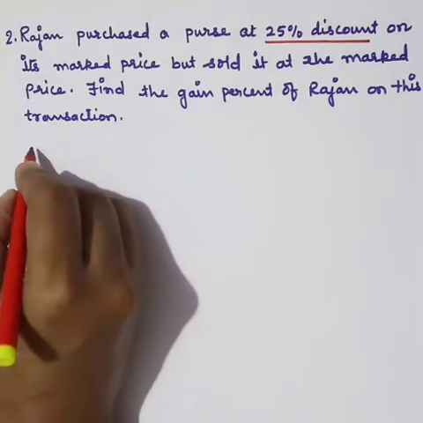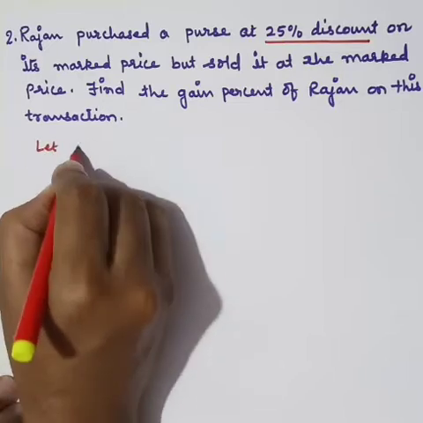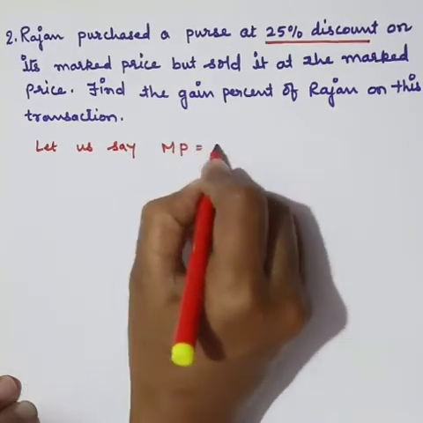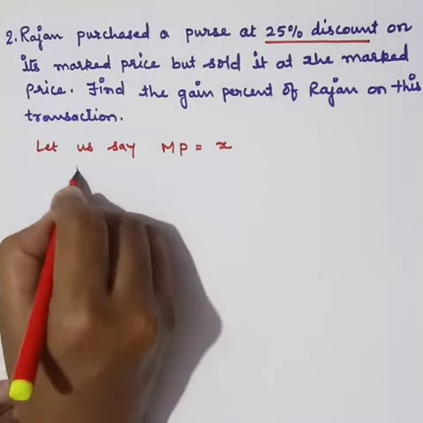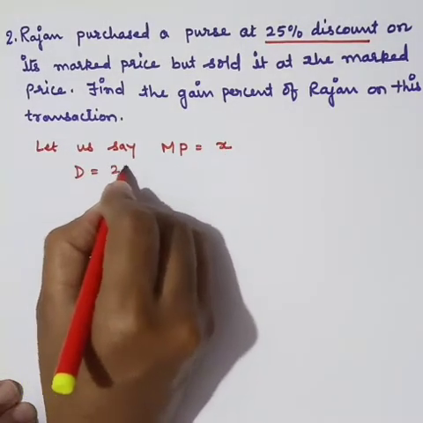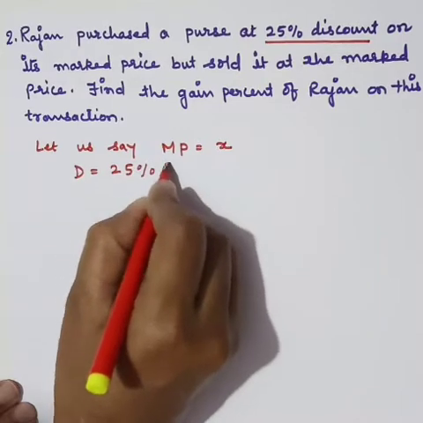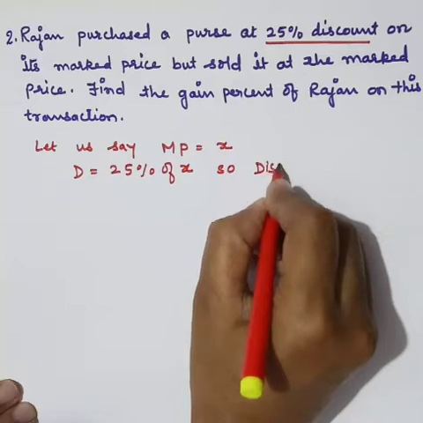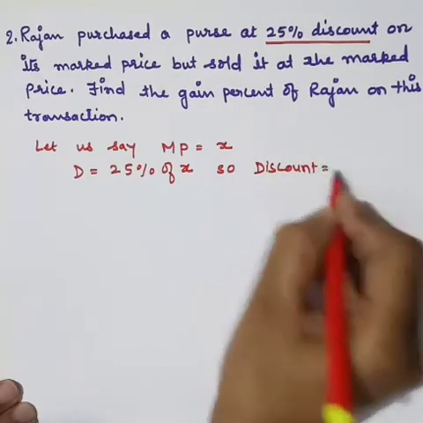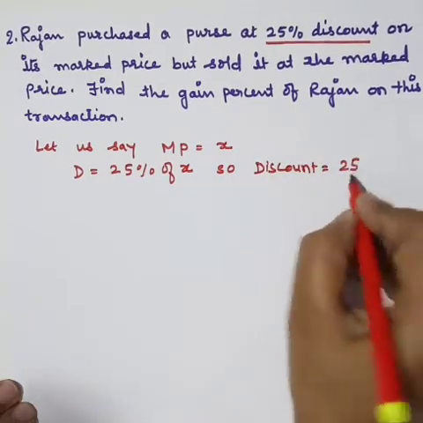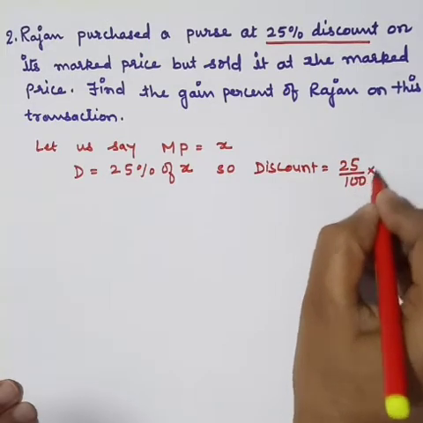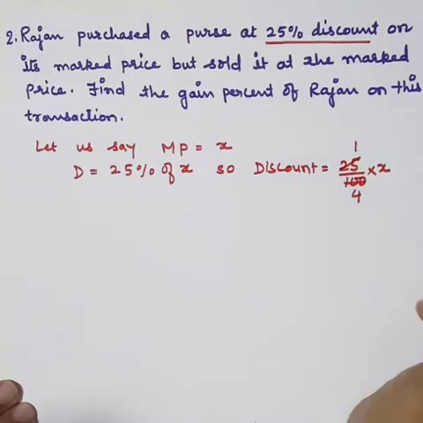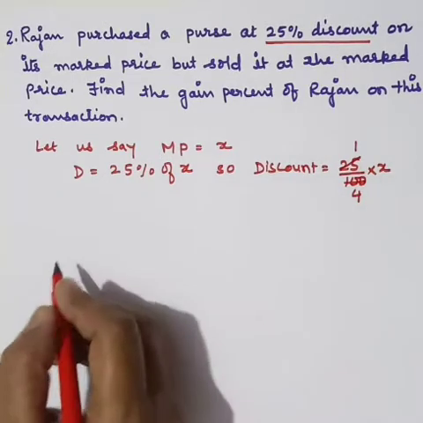Now let us say MP is equal to X. Now discount is equal to 25% of X. So discount is equal to how much? Discount is equal to 25 by 100 into X. So here 25 ones are 25 and 25 fours are 100. So your discount is X by 4.